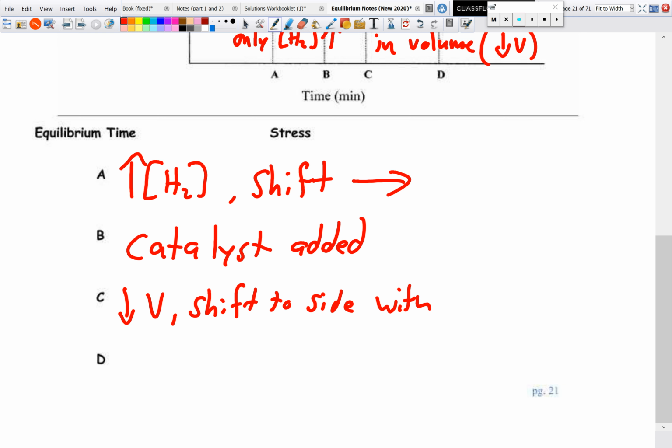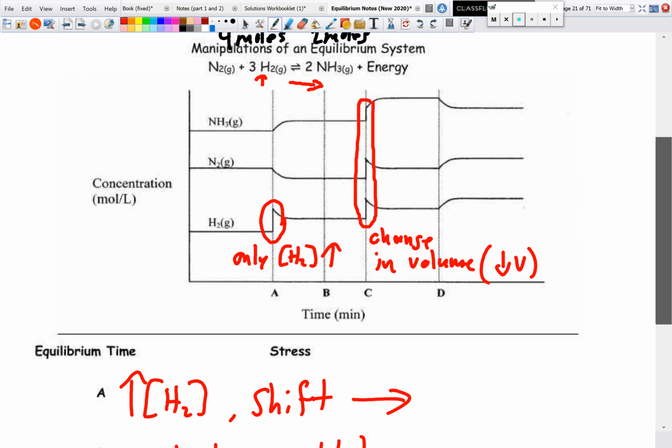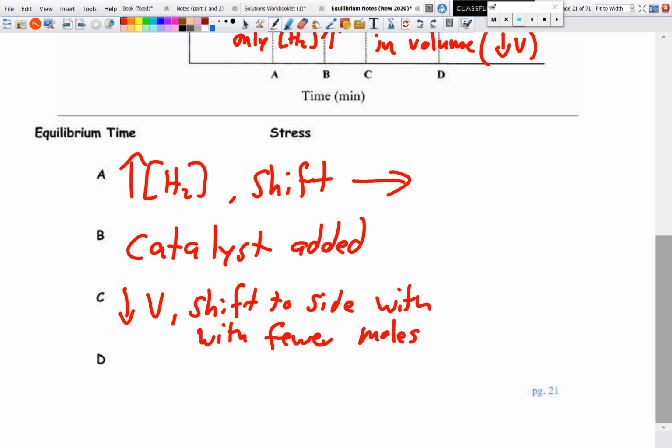Now with this right here, when we get a decrease in volume, we get an increase in concentration. So that means it's going to shift to the side with fewer moles of gas. That is because there's less space, so it's going to shift to the side that has fewer moles of gas, which is the ammonia. So that's why we can see the concentration of ammonia after this stress. The ammonia goes up, and our two reactants go down a little bit before a new equilibrium is reached.